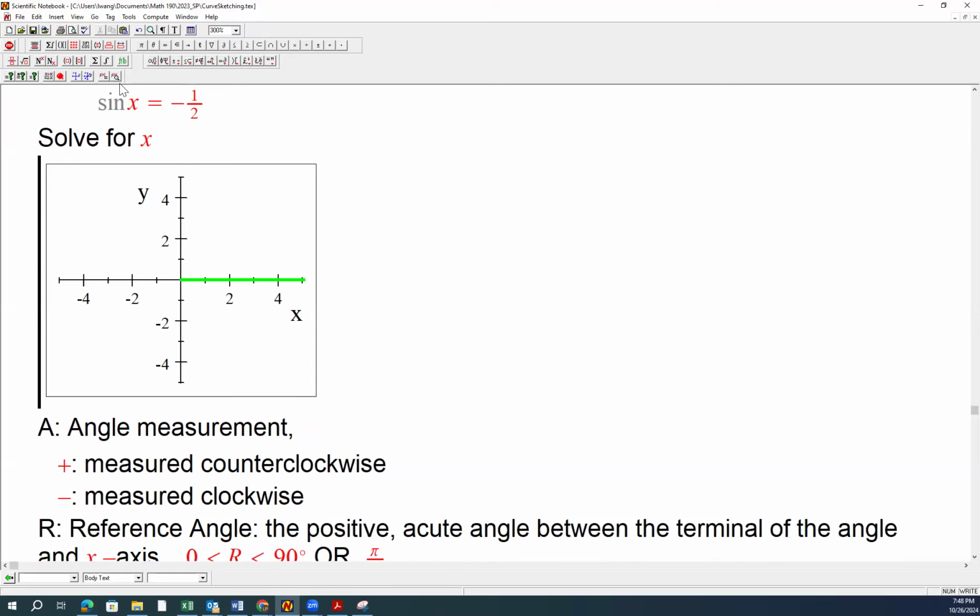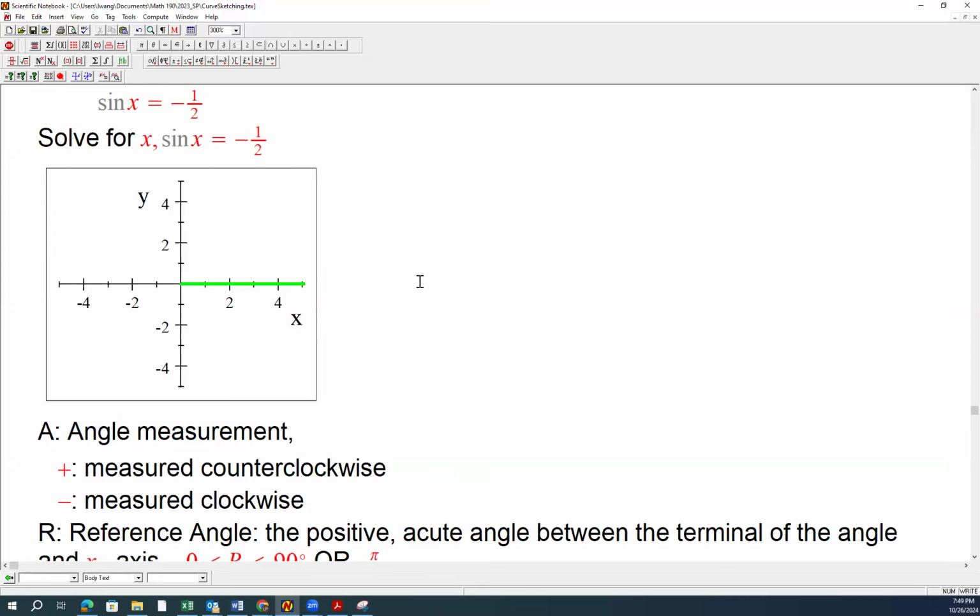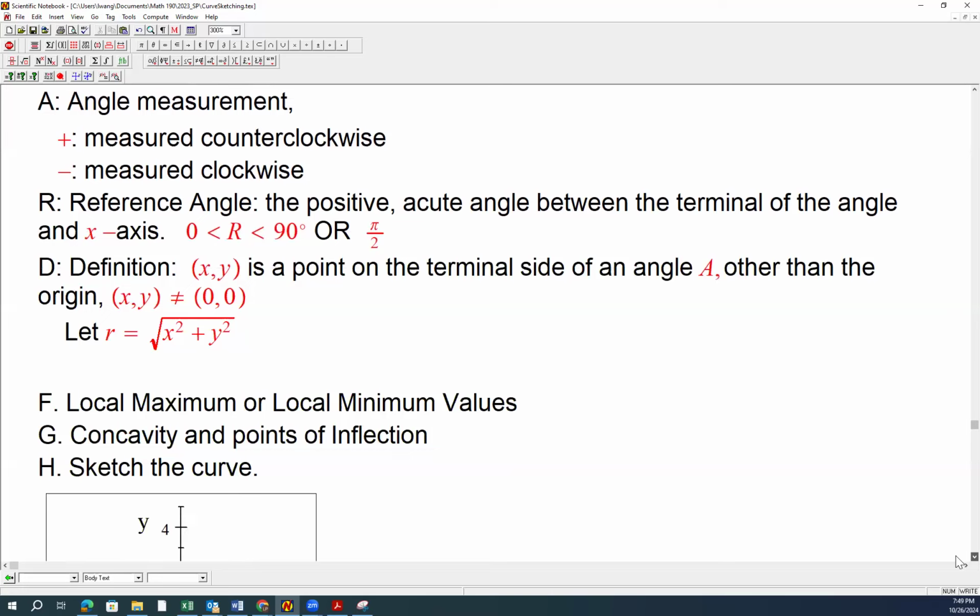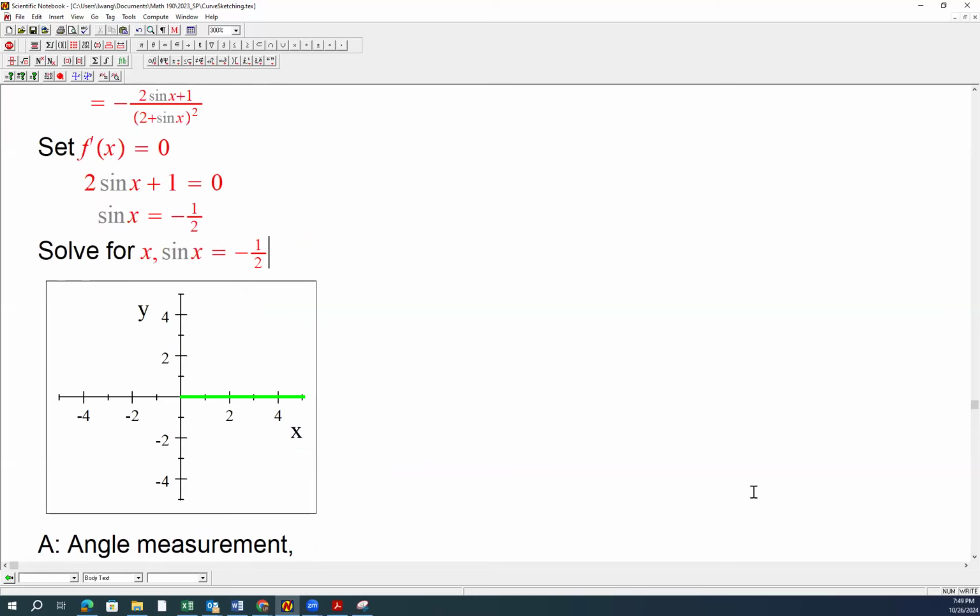So we're trying to solve for x, from sine x equals negative half. We're still going to use red and blue. So we pick a point. So from here, what do we get?